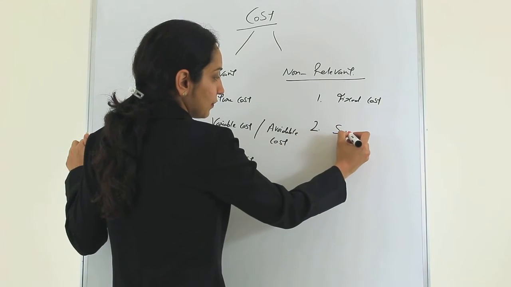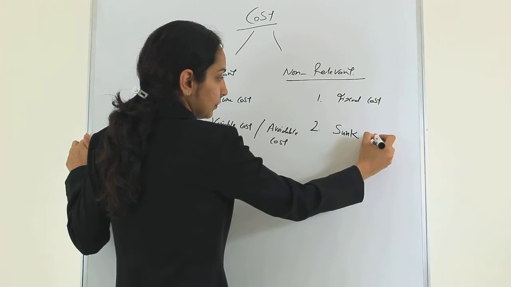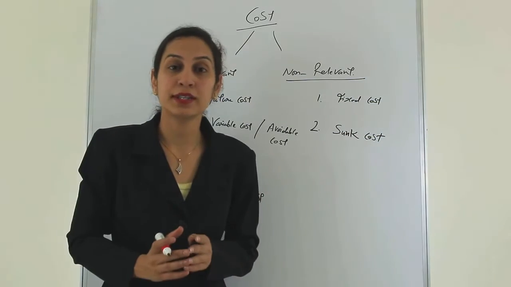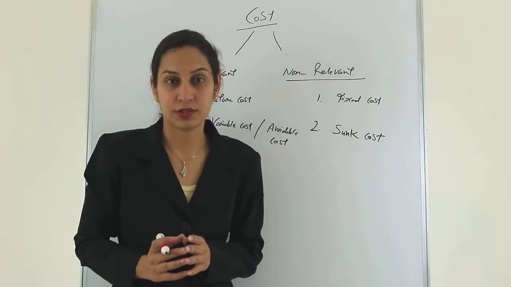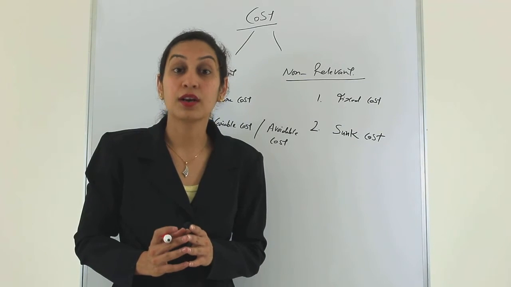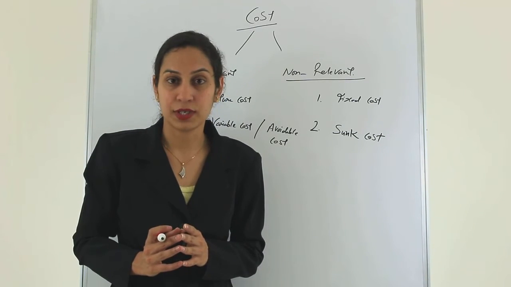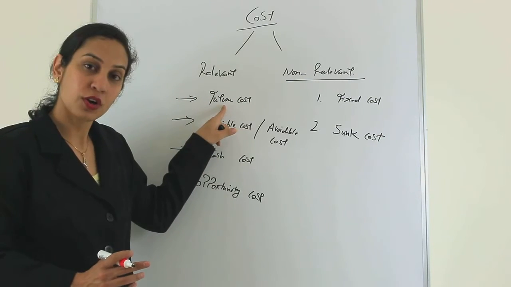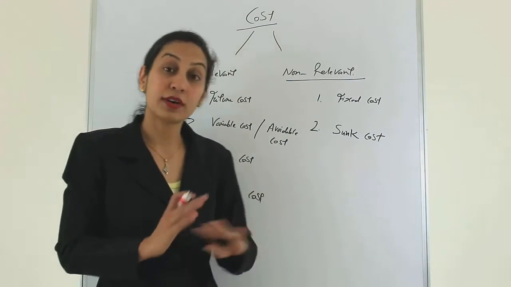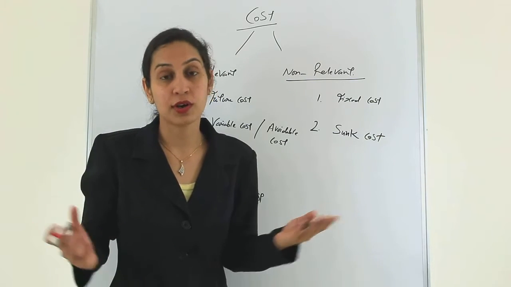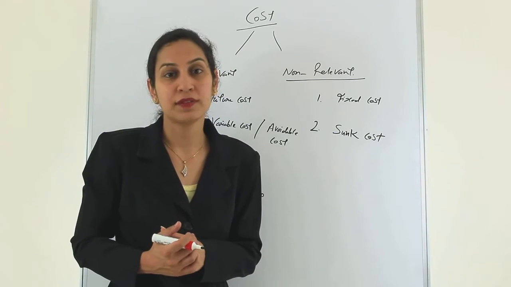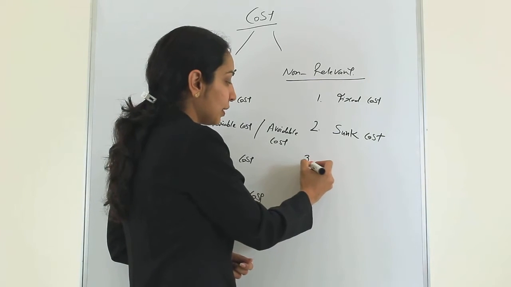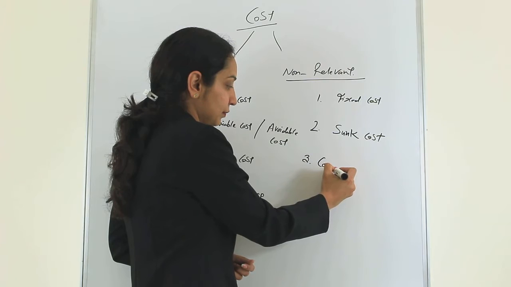Sunk cost. A cost which has already been incurred in the past is called sunk cost. Sunk costs are not relevant for our decision making. As we discussed in relevant cost, it has to be future cost. Now some cost has already been incurred. A cost which has already been incurred has no relevance on my future decisions. Third, committed cost.